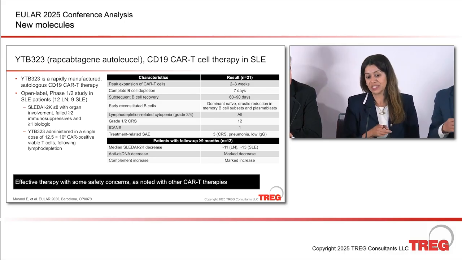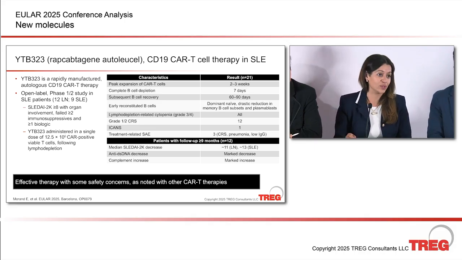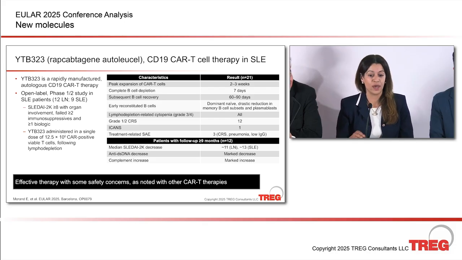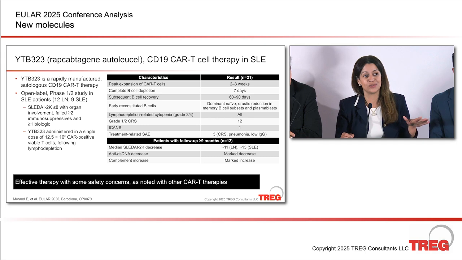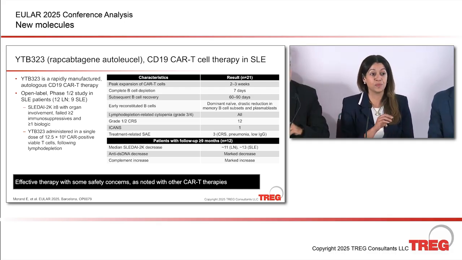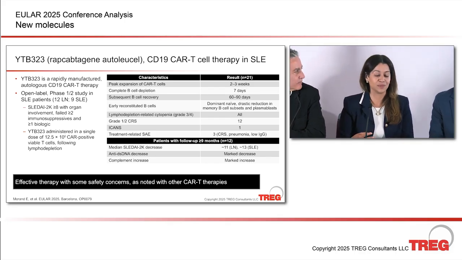And the reason why we're showing this slide is to show some of the typical results that we see when we're using CAR T-cell approaches. So what happens usually is that we have a peak expansion of those CAR T-cells about 2 to 3 weeks later. And then the reconstitution of the B-cell population is predominantly 60 to 90 days, but it's mainly naive B-cells. So that's the key thing here, that we get that desired immune reconstitution with a naive population and a marked reduction in your memory B-cell subsets and in your plasmablasts.